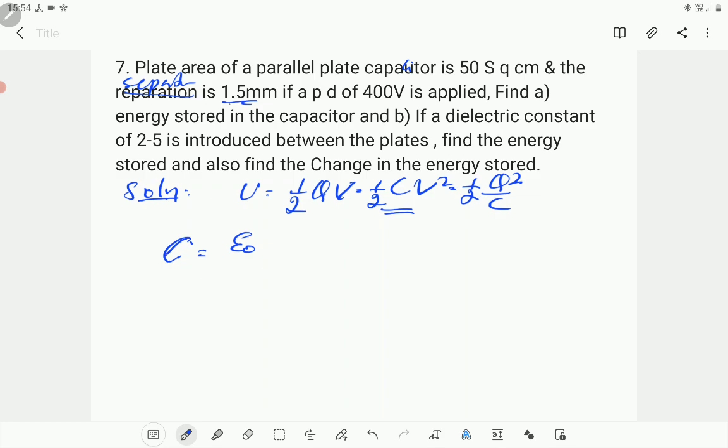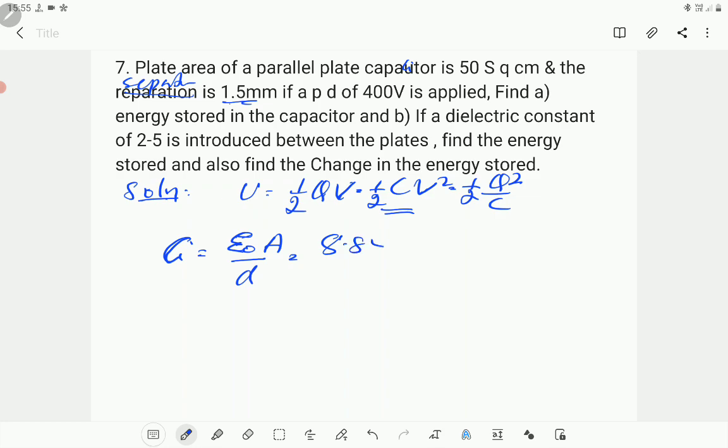Air capacitor, this one. That's why epsilon naught A divided by d for the first case, air. Second case, medium. In that case you have to write K times. K times you have to write. Now K is not required, just only epsilon 0. Okay, right?